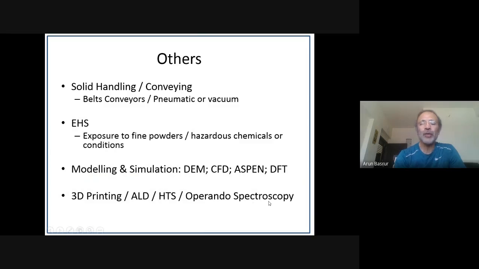And then you have operando spectroscopy, where this technique enables one to do spectroscopic measurements when the catalyst is actually operating or carrying out the catalytic reaction. This was not possible in hitherto days.